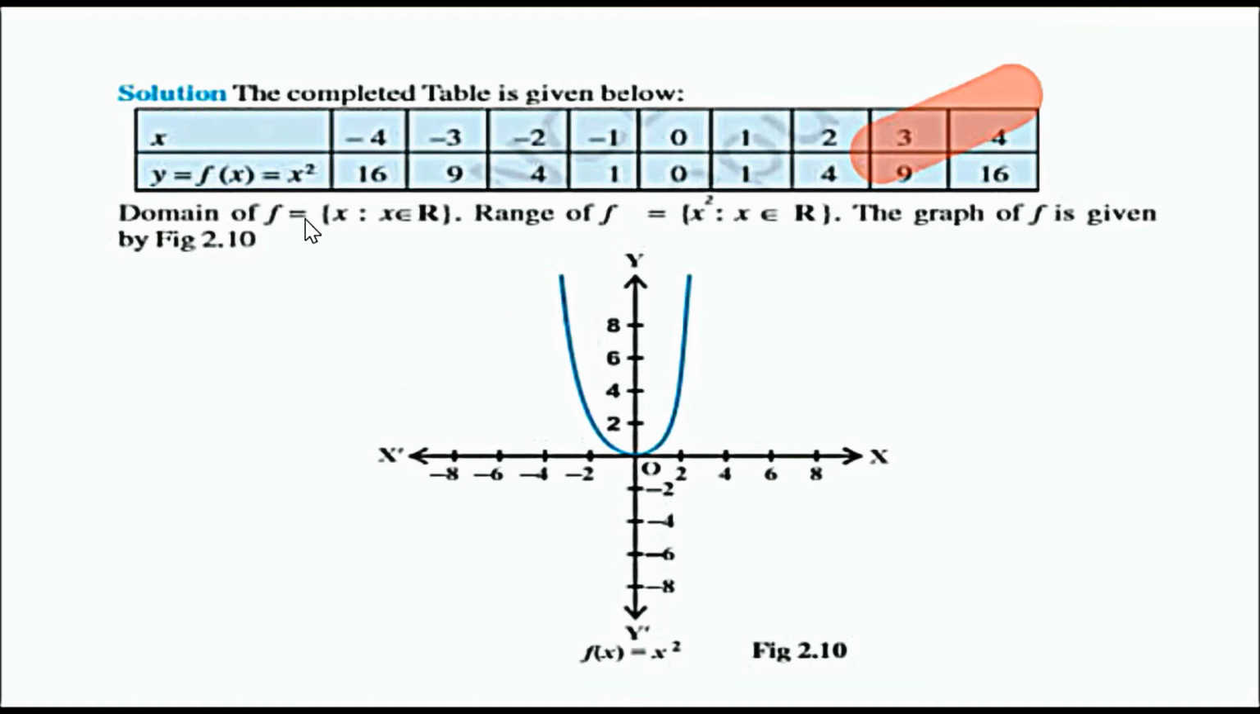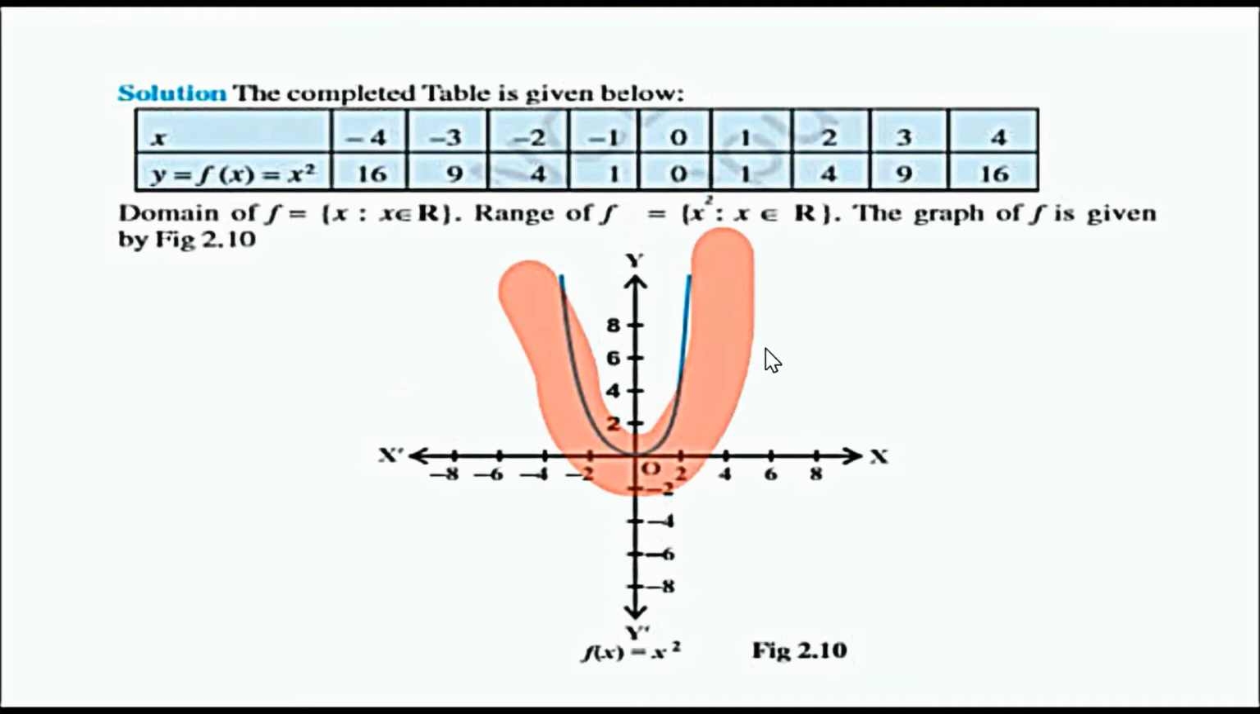And the domain of f, you can give any value. So the domain will always be R. What about the range? The range also has no specific restriction. These are all real numbers. So the range of f, you can write it like this: x square, such that x belongs to R, but the domain and range will belong to R. And the function is like this.